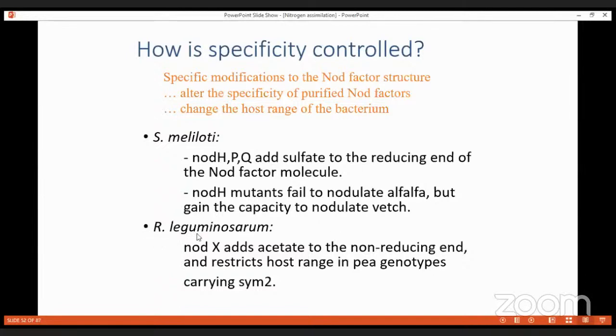Similarly, in Rhizobium leguminosarum, the common rhizobia infecting leguminous crops, NodX is adding the acetate group to the non-reducing end and restricting the host range only to the Afghanistan pea genotype because it is carrying the Sym2 factor. So this is how the specificity is controlled: by the different modification of the Nod factors. Different R groups are modified differently. Some are reduced with the sulfate group, or some are creating the non-reducing end by addition of the acetate group.